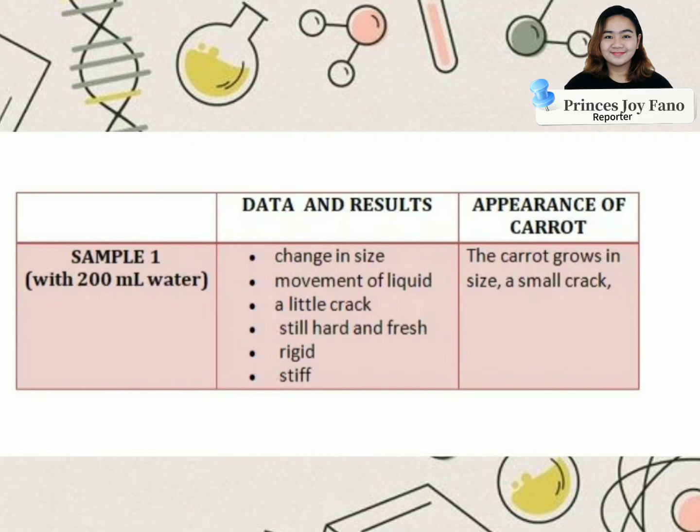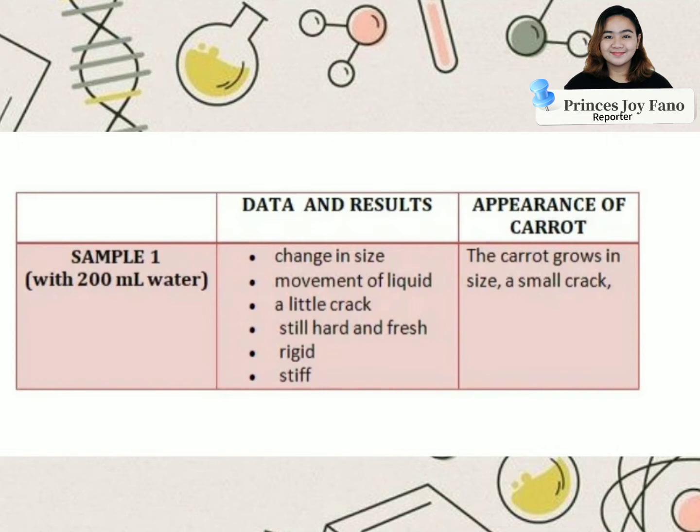This is our table for data and results, appearance of carrot, and our conclusion. Sample 1, we have 200 ml of water. Our data and results are change in size, movement of liquid, a little crack, still hard and fresh, rigid and stiff. The appearance of the carrot is that the carrot grows in size with a small crack.